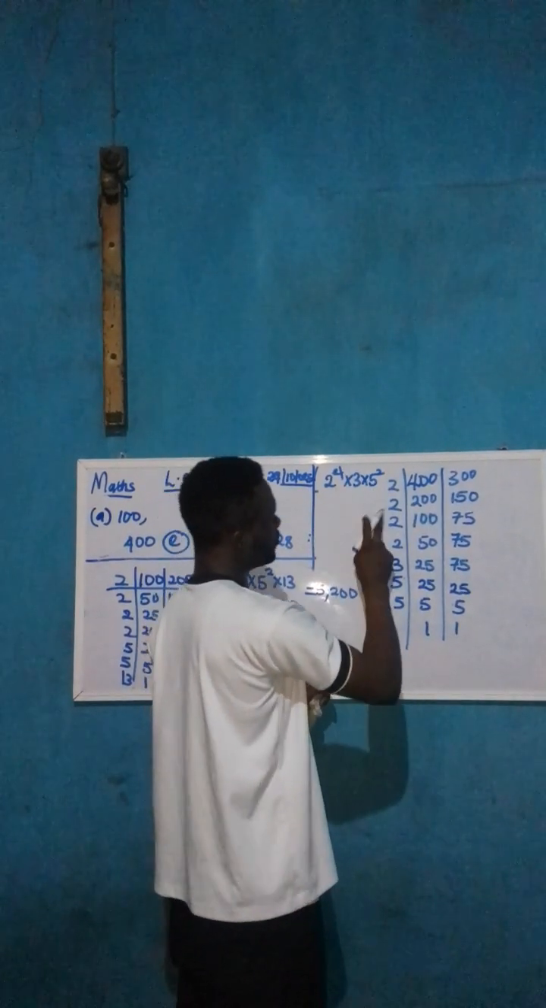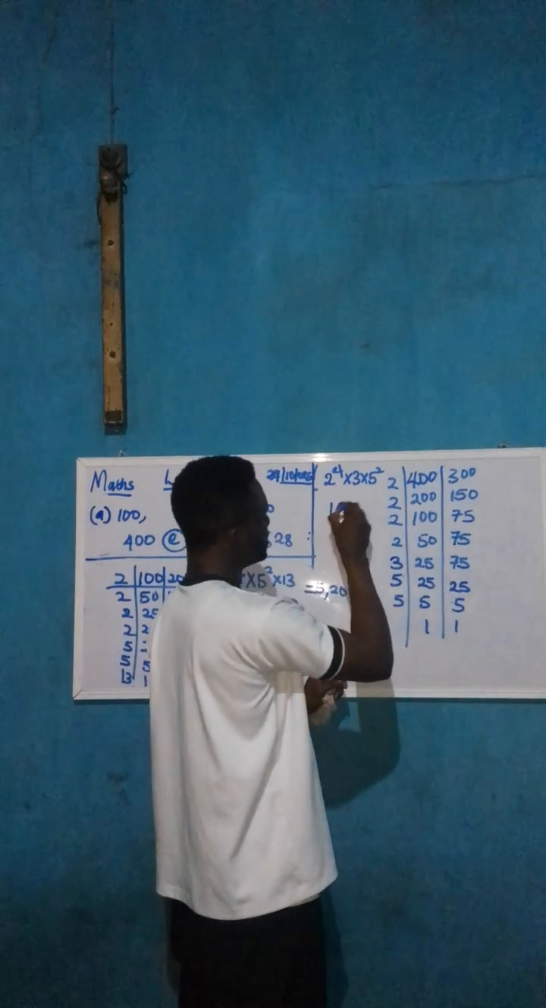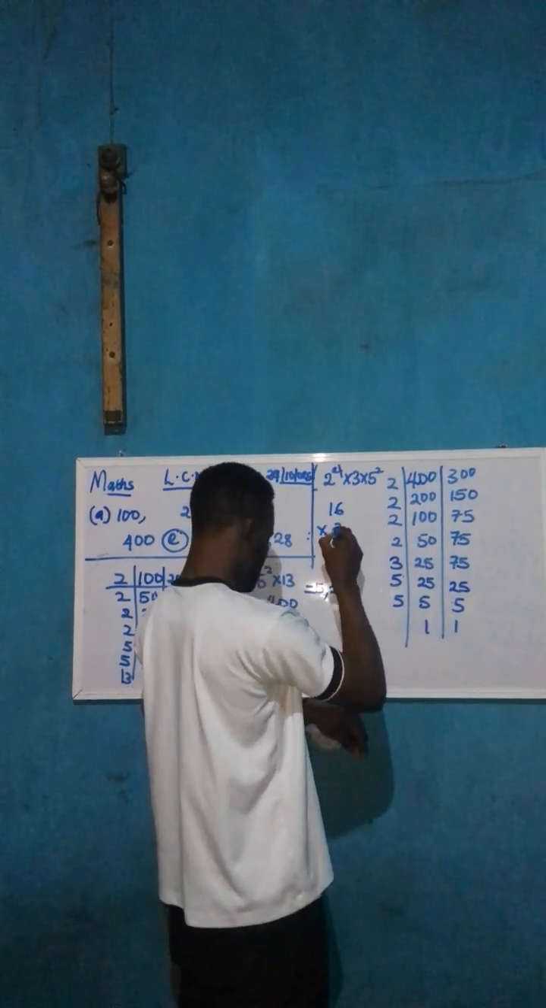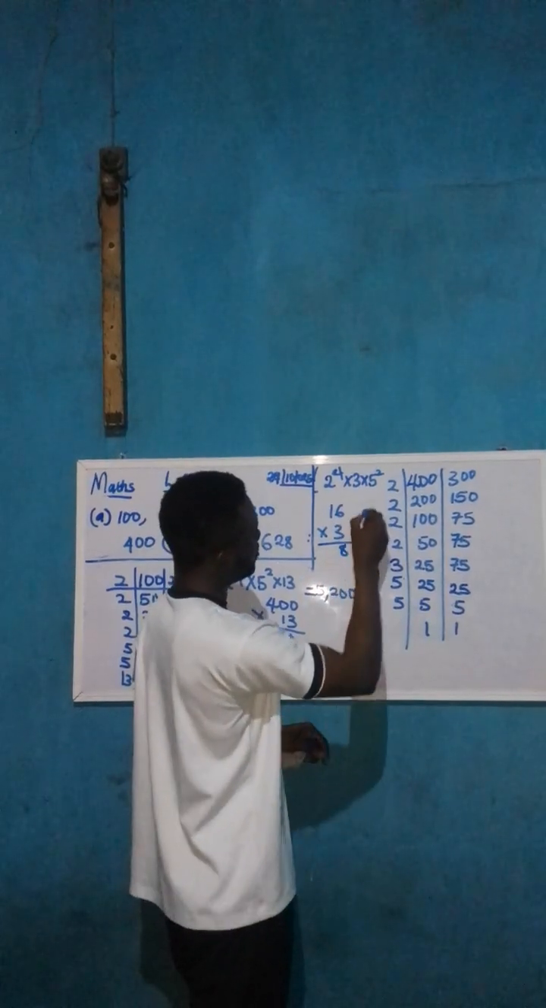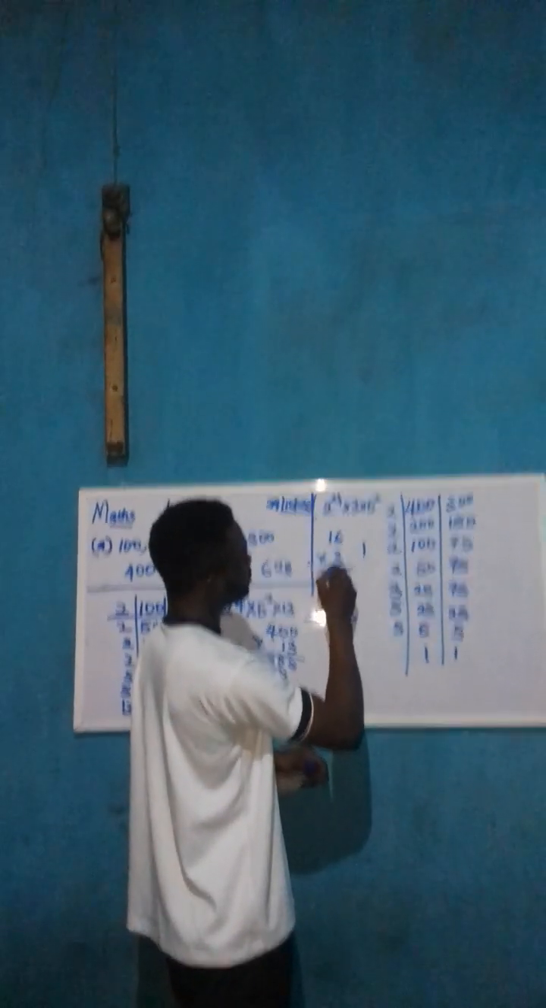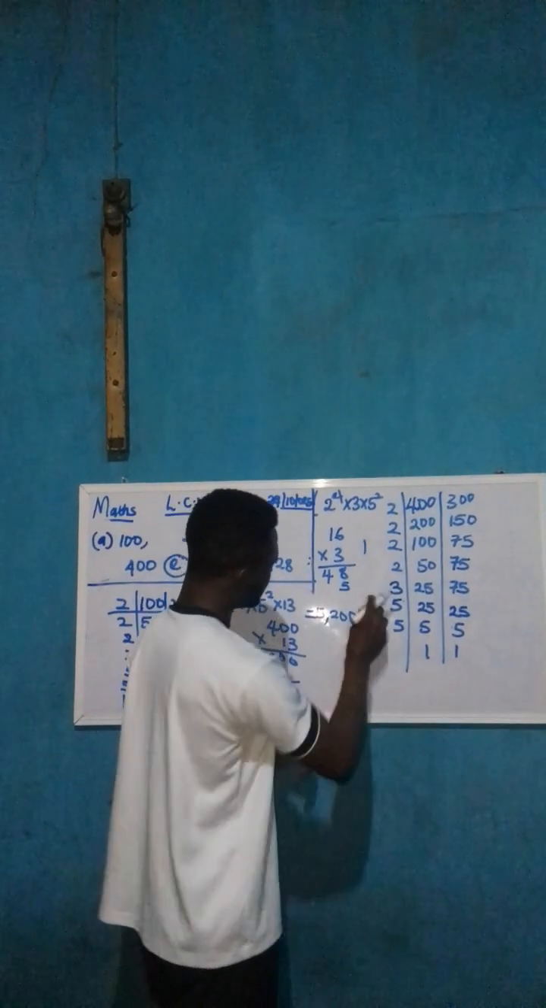So 2 times 2, 4. 4 times 2, 8. 8 times 2, 16. 16 times 3. We say 16 times 3. 6 times 3 is what? 18. So write 8 carry 1. 3 times 1, 3 plus 1, 48. 48 times 5. 8 times 5 will give us what?